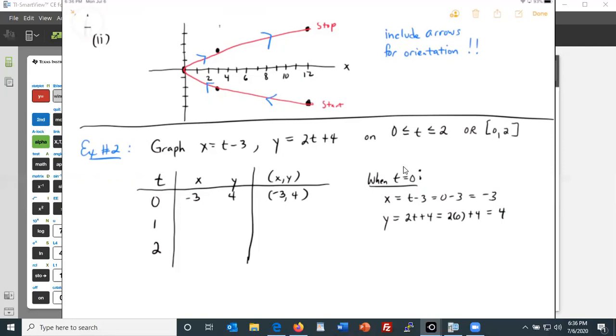Okay, so if you plug in 1, we'll get negative 2 and we'll get 6. So that's negative 2 comma 6. And then if I plug in 2, I'll get negative 1 and 8.